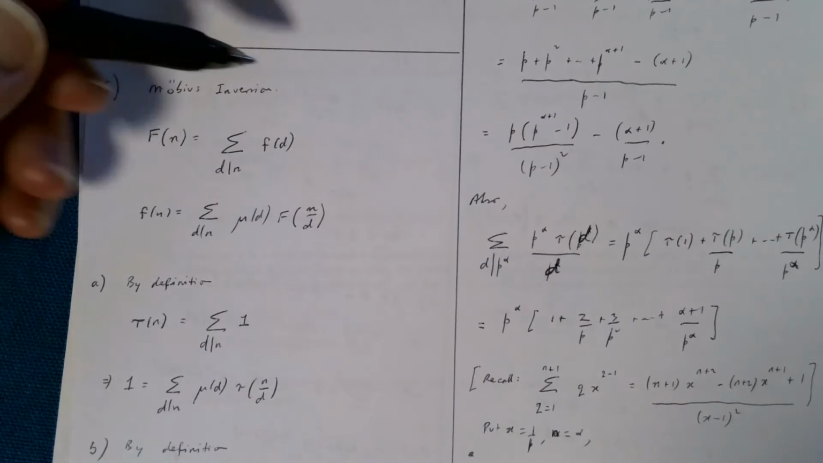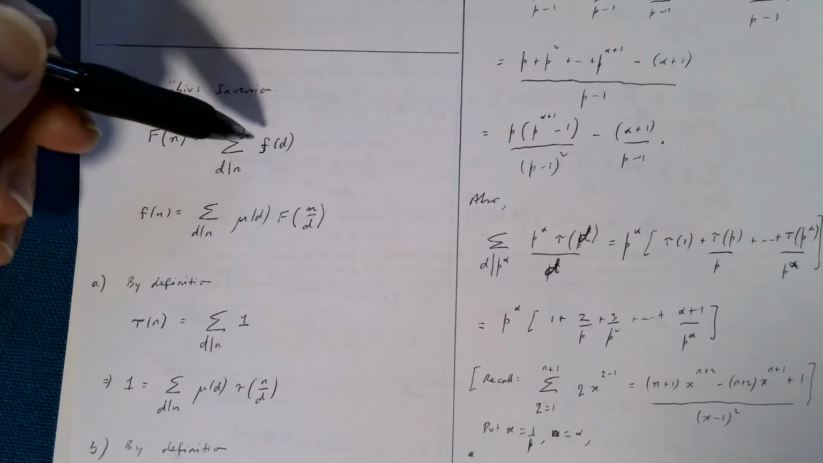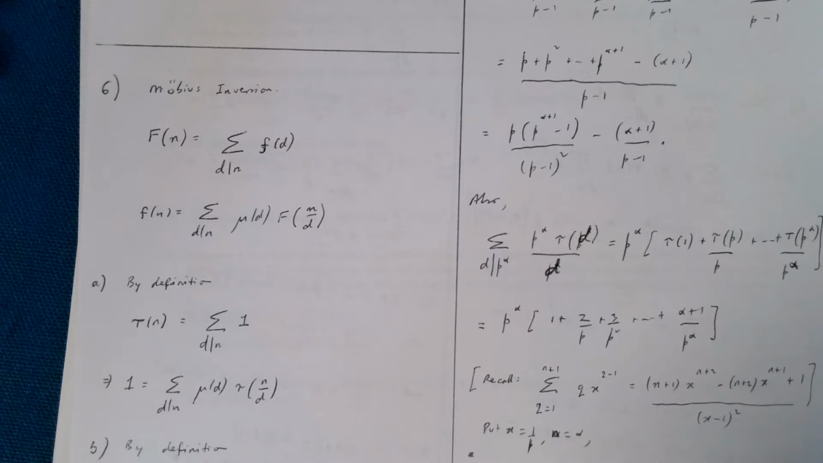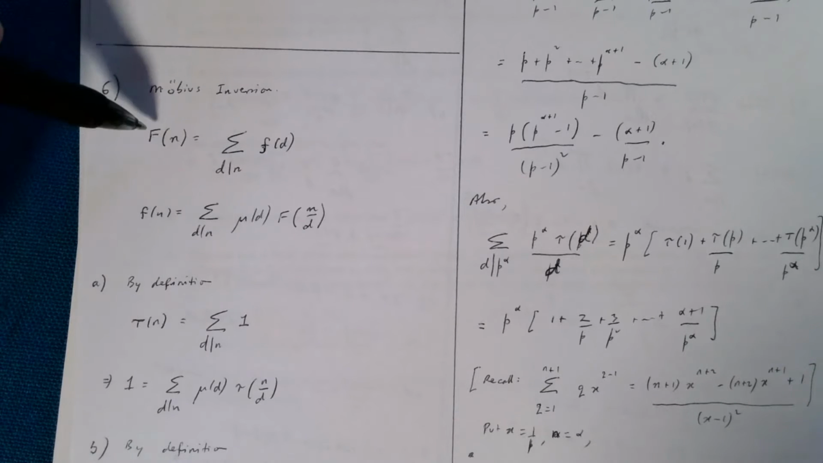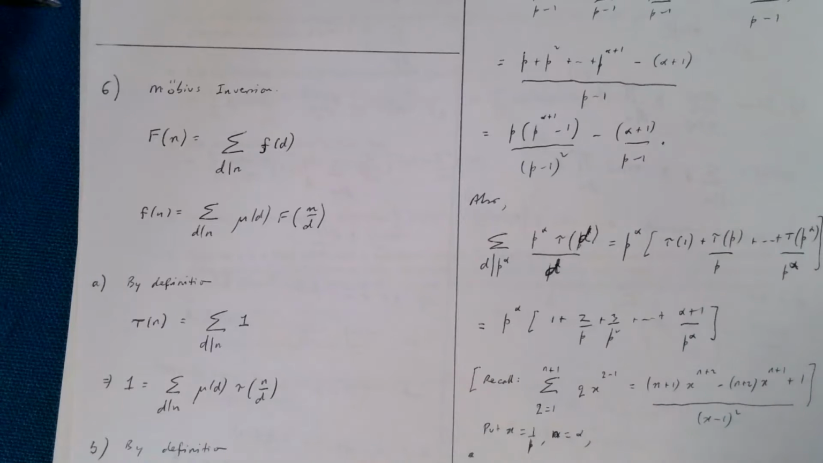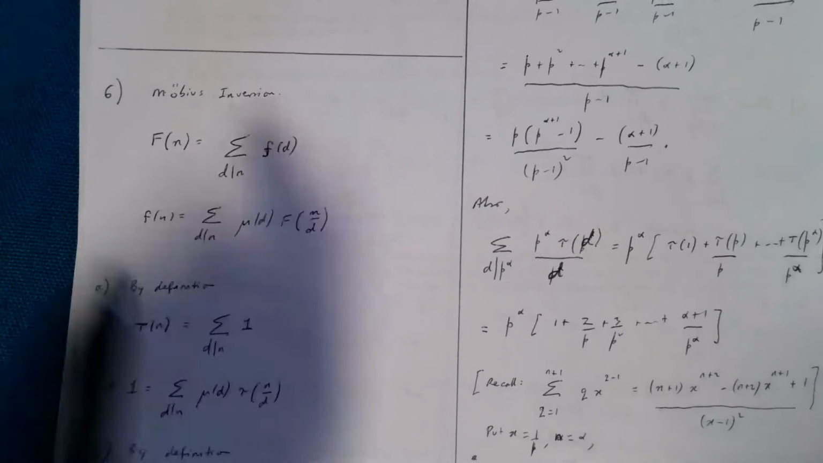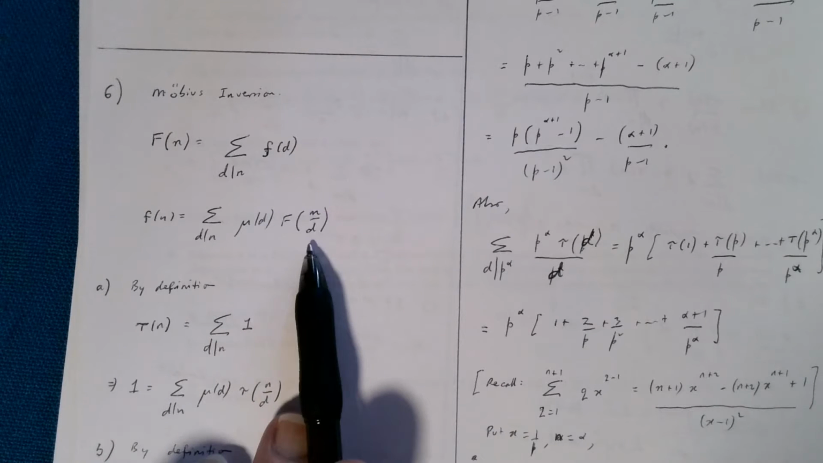So we have f, and we've got the sum of f over the divisors of n, little f, call that capital F. Then we can recover this function little f, so little f of n is the sum over the divisors of n of mu d times capital F of n over d.